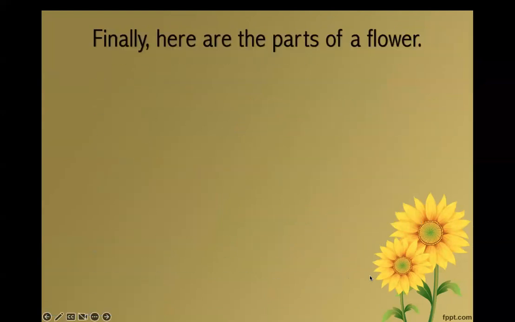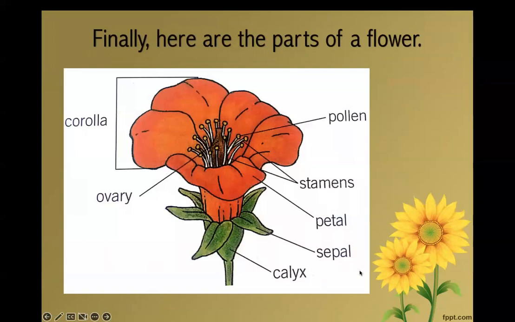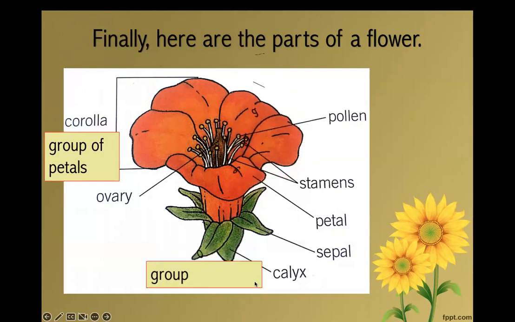All right, so now, finally, here are the parts of a flower. I mentioned earlier the pollen is that of a male plant. These are the stamen. Here are the petals. The group of petals are called corolla, and the group of sepals are called calyx. Group of sepals are calyx, and group of petals are corolla. So if I ask you, what do you think are the groups of petals in that particular flower? Then your answer should be corolla. And the group of sepals, the group of green things in a flower, are called sepals. All right, so we're done.